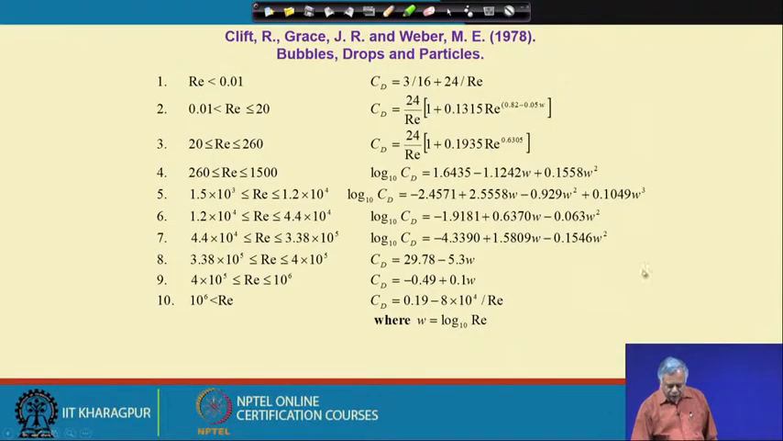They may look a little complicated, but they are very simple when you look closely, because W is equal to log 10 RE. So you have to replace the values here, and you get a correlation of CD and RE.